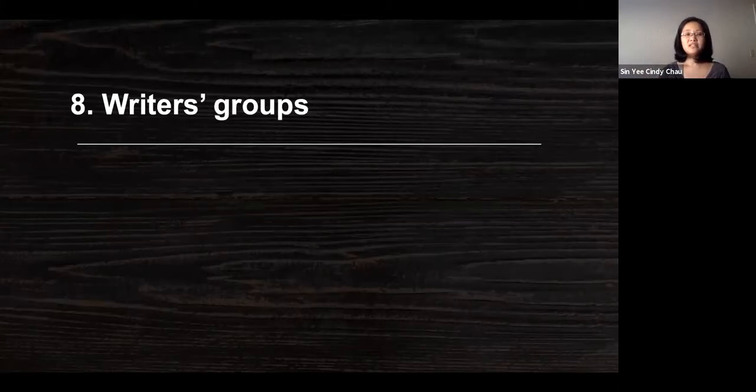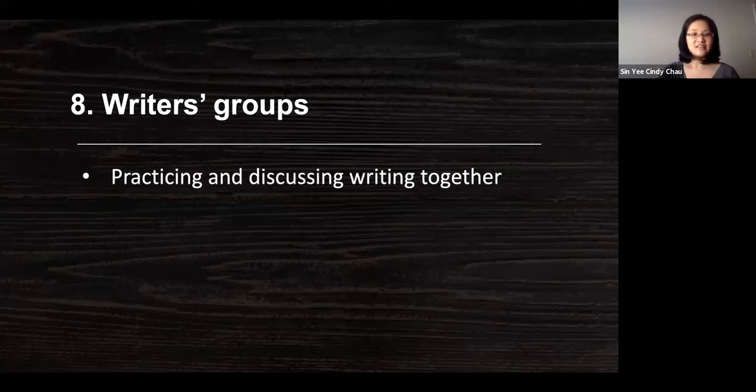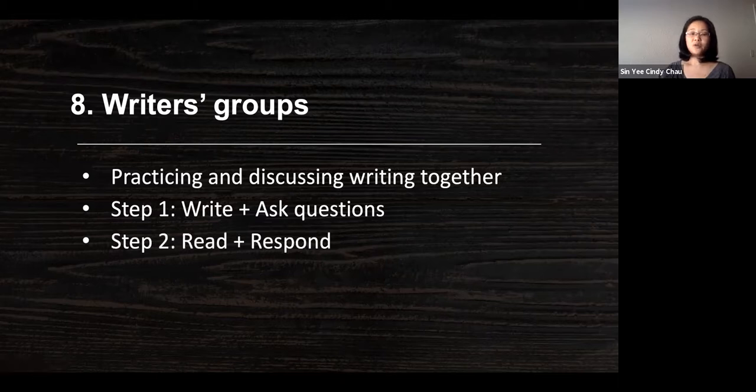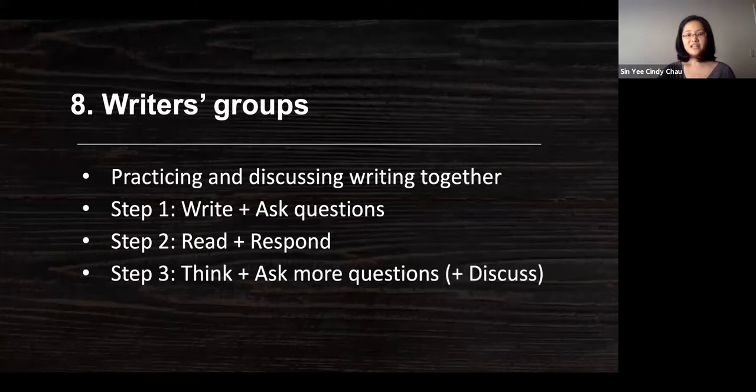And apart from the in-class peer review session, we can also provide an outside-class writers group. It's a group for students to practice and discuss writing together. Students would write about their essay and then ask questions. This is like what they do in the writer's journal, but then they exchange papers, read them, and respond to the writer's questions. And finally, they will think about the feedback they have and then ask more questions, and hopefully discuss more.